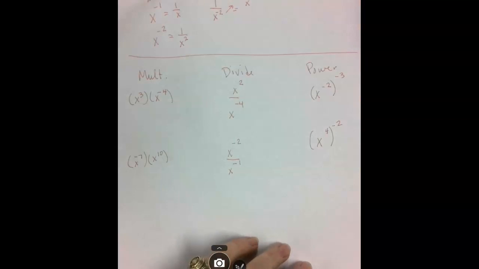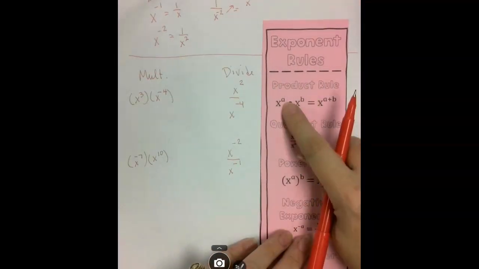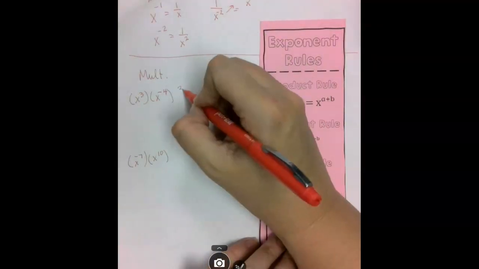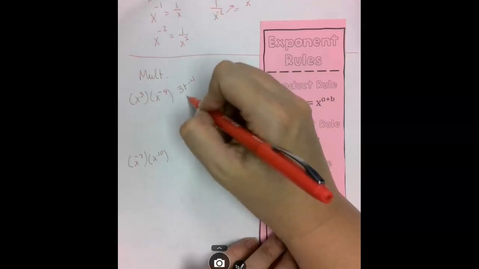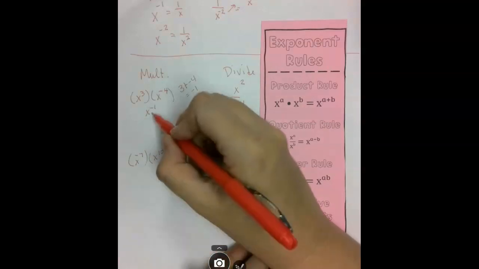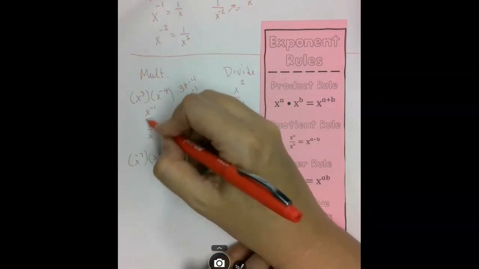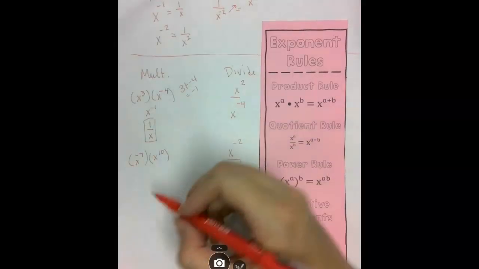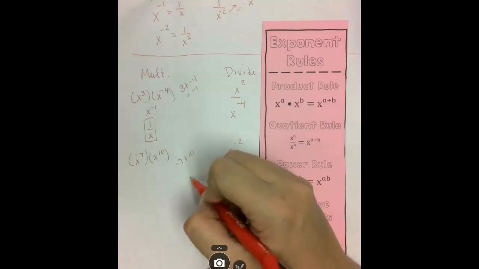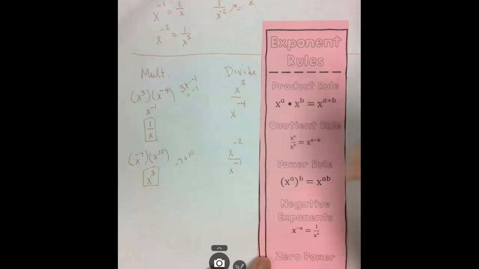I also gave you this little handout here that reminds us when I'm doing product, when I'm multiplying, I add the exponents. So here I'm going to add the exponents. 3 plus negative 4 is negative 1, so this gives me x to the negative 1, and the negative 1 means it's going to go on the bottom, so my answer is 1 over x. This one, negative 7 plus 10 gives me 3, so that gives me x to the 3, and I'm done.